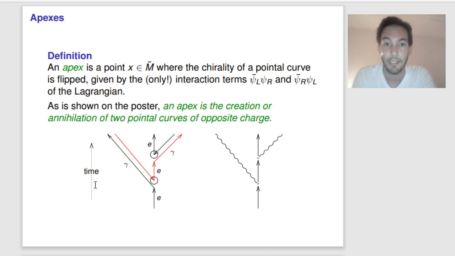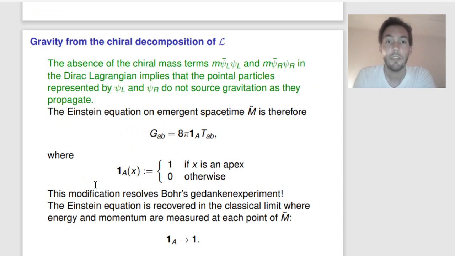the corresponding Feynman diagram. The absence of the chiral mass terms in the Dirac Lagrangian implies that the pointable particles represented by psi L and psi R do not source gravitation as they propagate. The Einstein equation on emergent spacetime M tilde is therefore given as shown, where 1_A is the indicator function supported on the apexes in M tilde. This modification resolves Bohr's famous Gedanken experiment. Furthermore, the Einstein equation is recovered in the classical limit, where energy and momentum are measured at each point of M tilde. Thank you very much for listening.